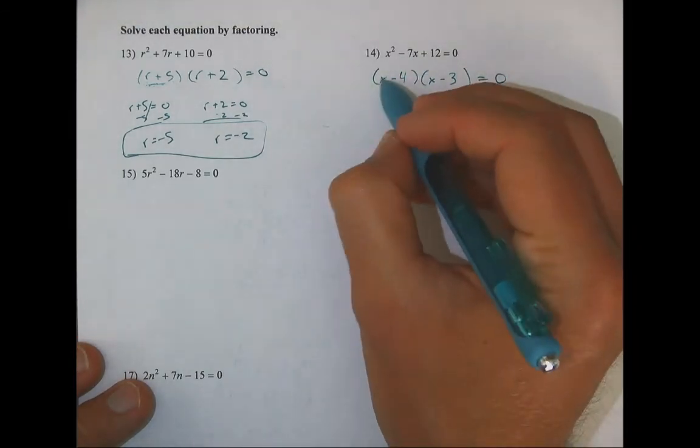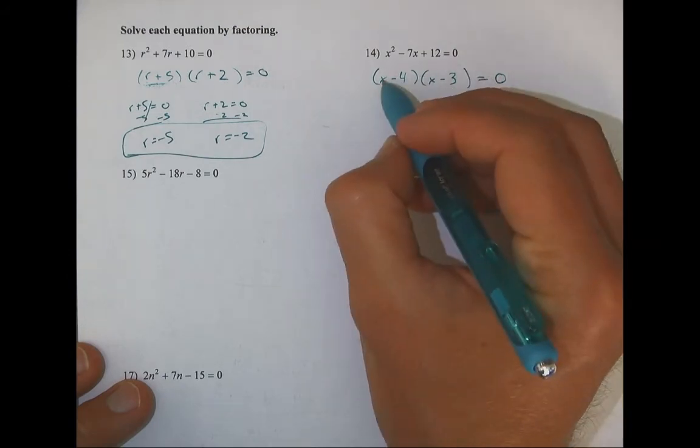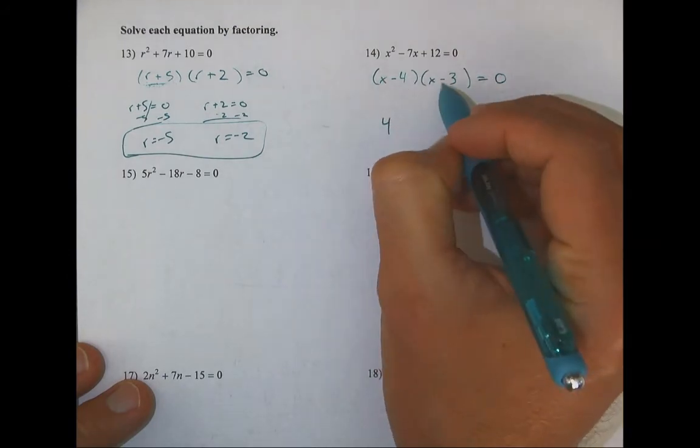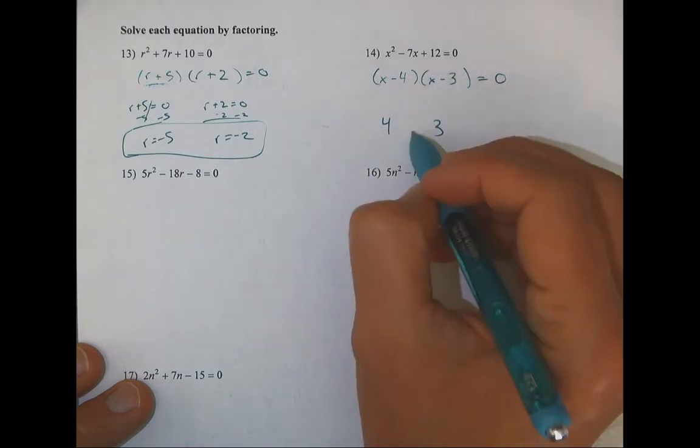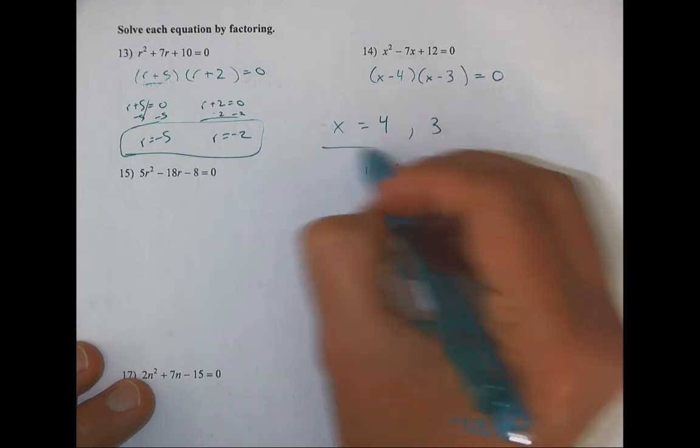Okay, what would I plug in for x to create a 0? So this would be a 4, and this would be a 3. If I plug it in, I get 0, which then when I multiply gives me the answer. So x equals 4 and 3.